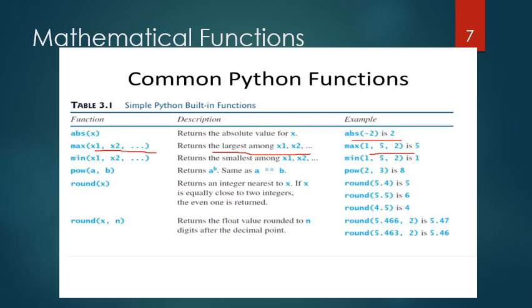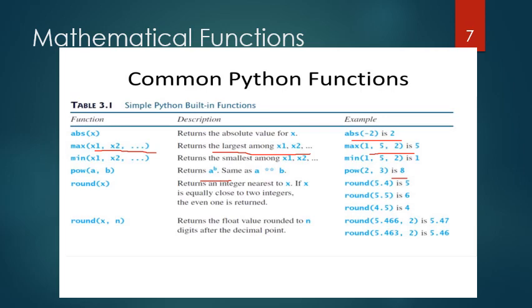pow(a, b) returns a raised to b. pow(2, 3) is 8, that is 2 raised to 3. round(x) returns an integer nearest to x. If x is equally close to two integers, the even number is returned. round(5.5) is 6. round(4.5) is 4.